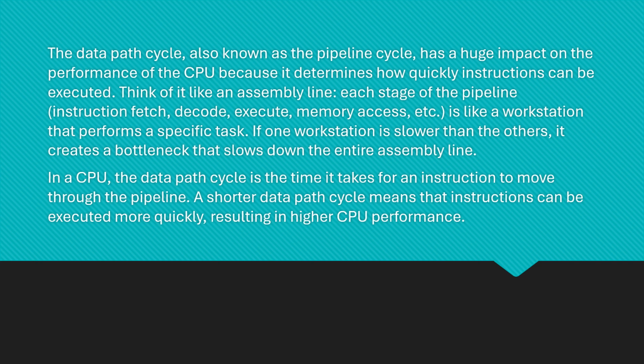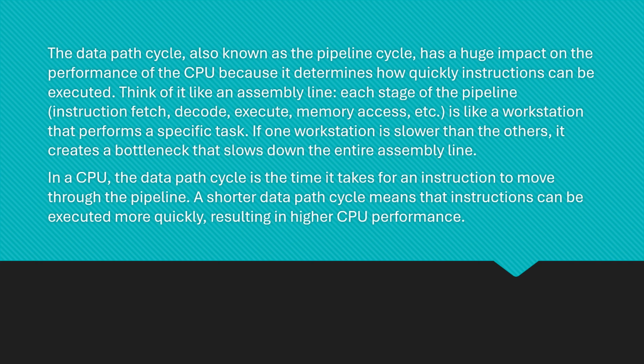Think of it like an assembly line. Each stage of the pipeline, instruction fetch, decode, execute, memory access, etc., is like a workstation that performs a specific task. If one workstation is slower than the others, it creates a bottleneck that slows down the entire assembly line.